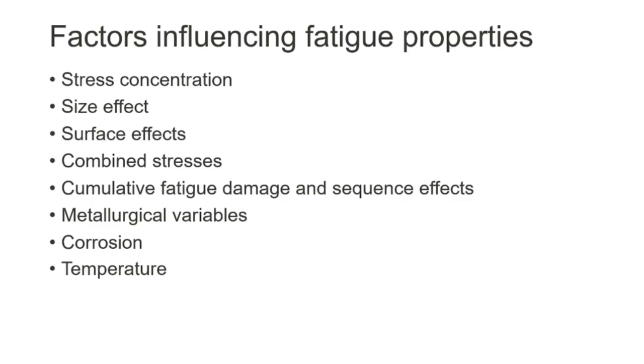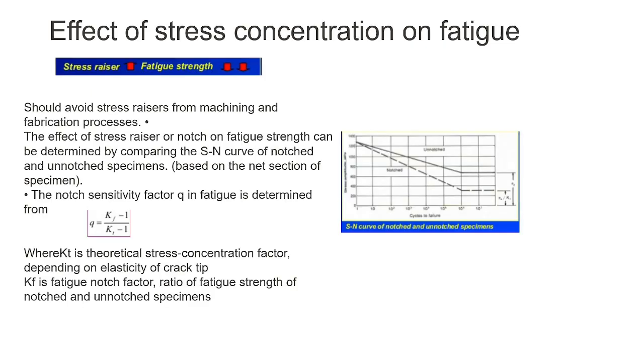Now coming to the factors influencing fatigue properties: stress concentration, size effect, surface effects, combined stresses, cumulative fatigue damage and sequence effect, metallurgical variations, corrosion, and temperature. These are the several factors influencing the fatigue properties. So this is the effect of stress concentration, which we have already discussed in our previous slides.